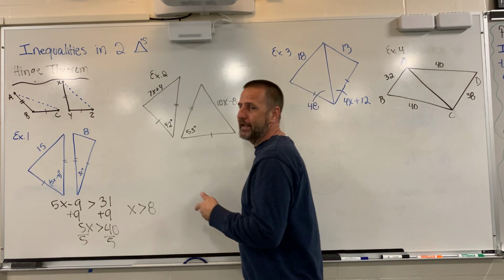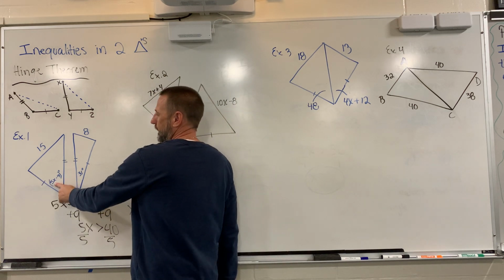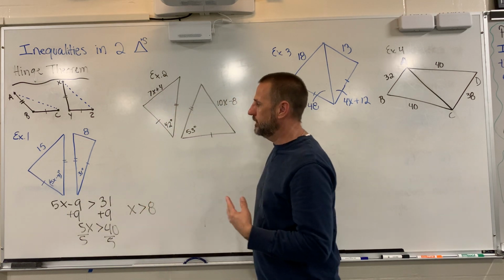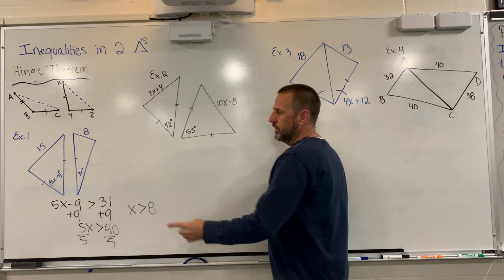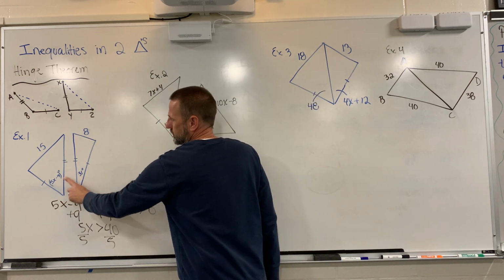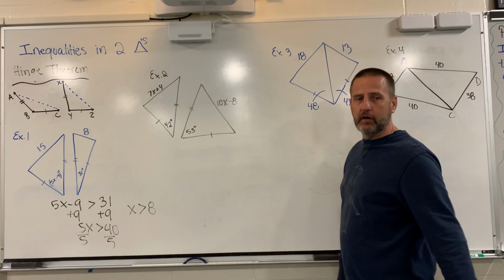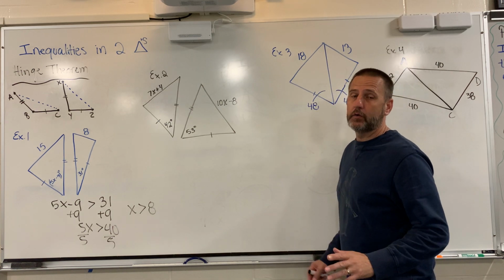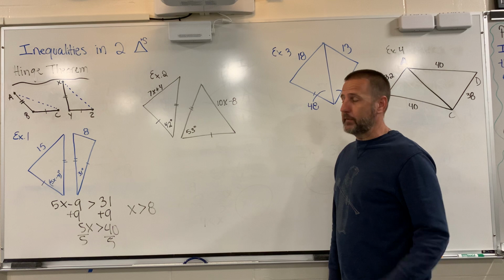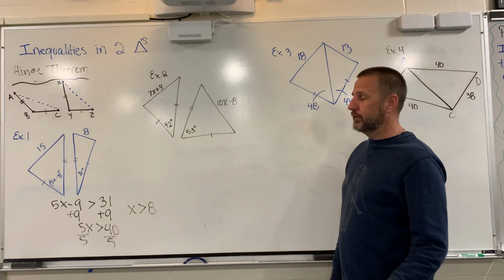So I'll go with 10. 5 times 10 is 50. 50 minus 9 is 41. Is it a true statement that 41 is greater than 31? Yes. This can keep on happening as long as I pick numbers greater than 8. If I pick a number under that, it will not be true.